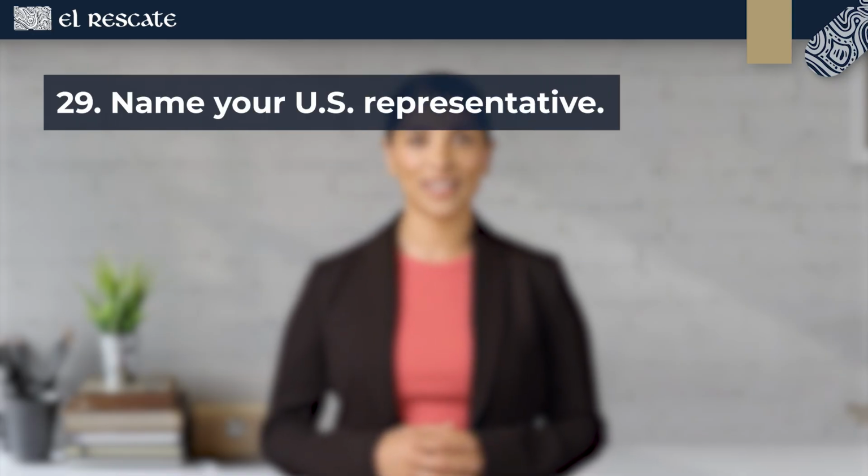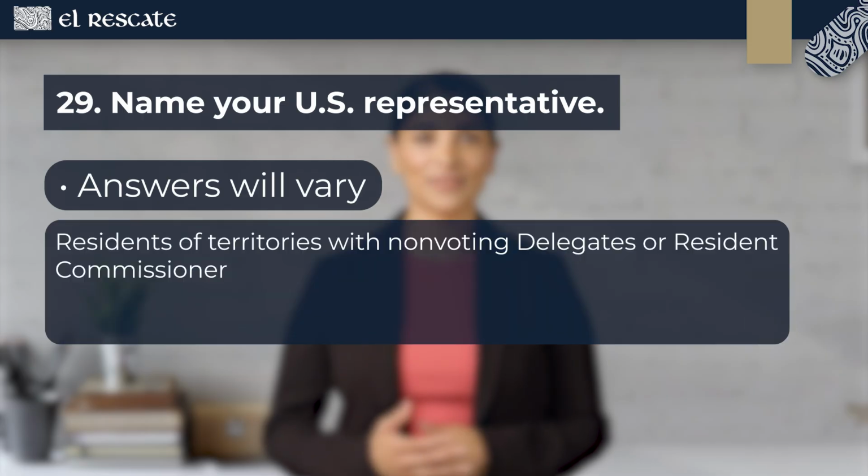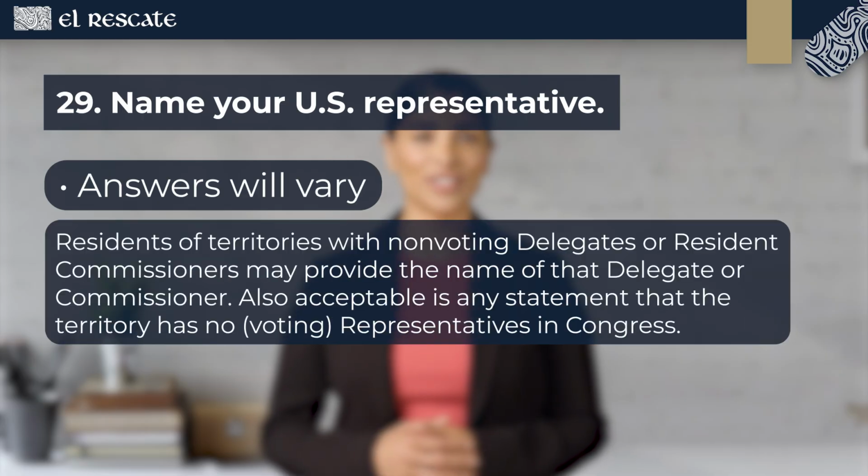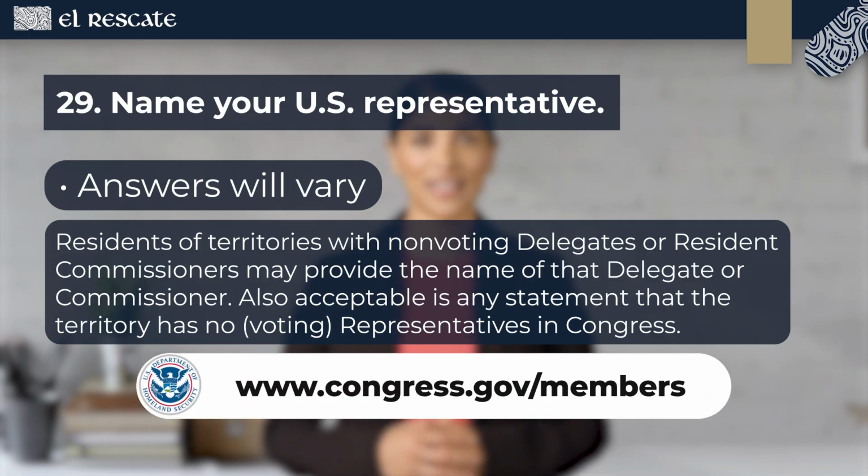Name your U.S. representative. Answers will vary. Residents of territories with non-voting delegates or resident commissioners may provide the name of that delegate or commissioner. Also acceptable is any statement that the territory has no voting representatives in Congress. Visit the link on the screen to find your representative in the United States.